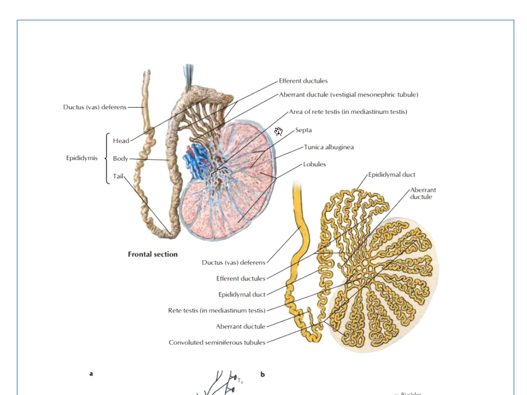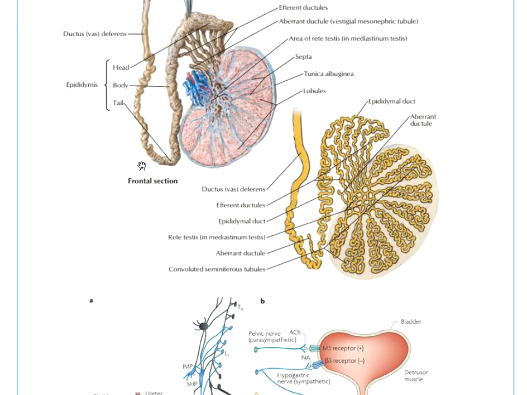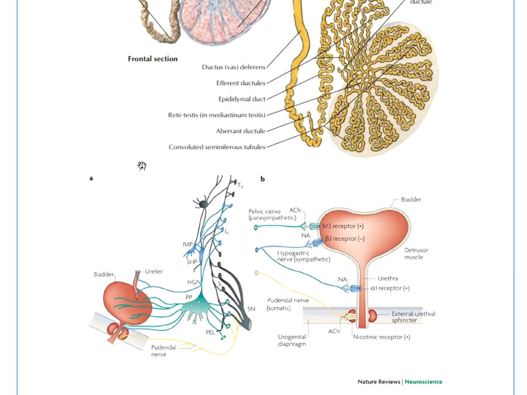So this is the structure of the testis with its dissection: seminiferous tubules which are here, epididymis, and vas deferens. As we'll be mentioning and talking about these structures, you have to remember the significance of it.